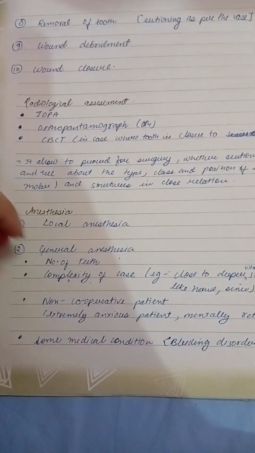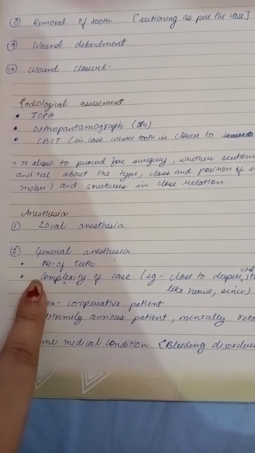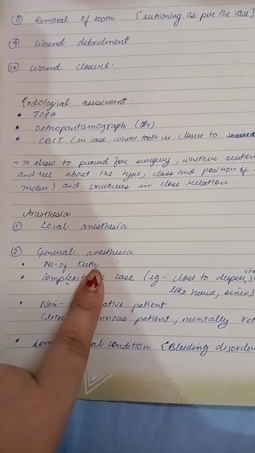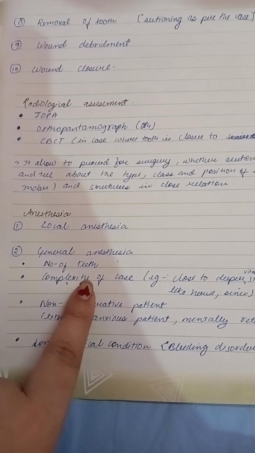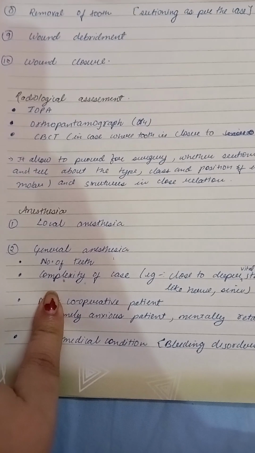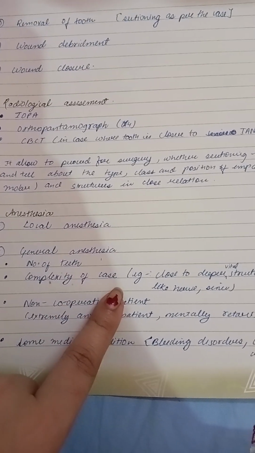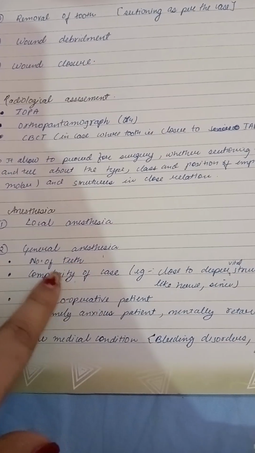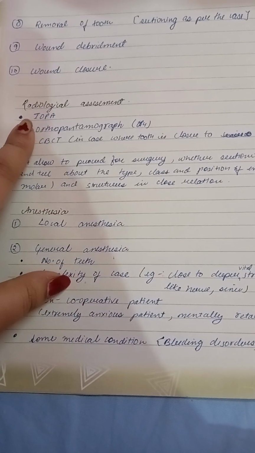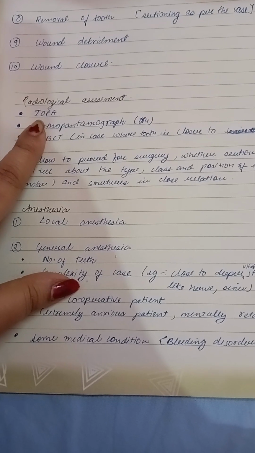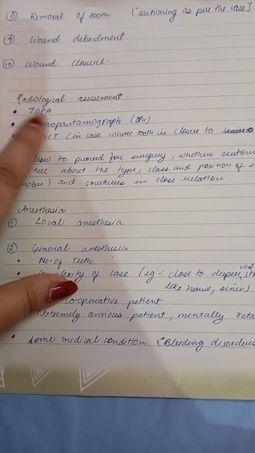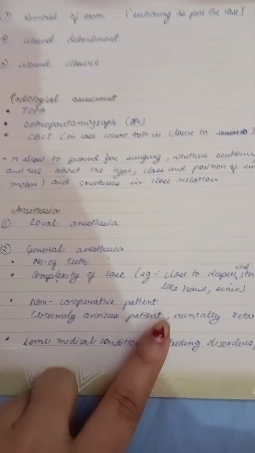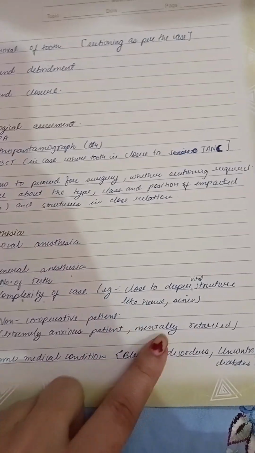Now anesthesia, it can be local or general. General anesthesia in cases with a larger number of teeth, meaning one or more teeth are impacted, or suppose all four wisdom teeth have to be removed. Complexity of the case, for example closeness to deeper vital structures like nerve or sinus. When we go for radiological assessment, we will assess whether it will be GA or LA. Also non-cooperative patients, extremely anxious patients, mentally retarded patients.